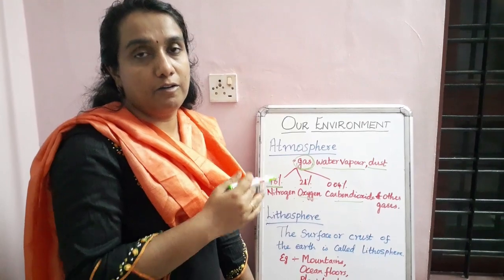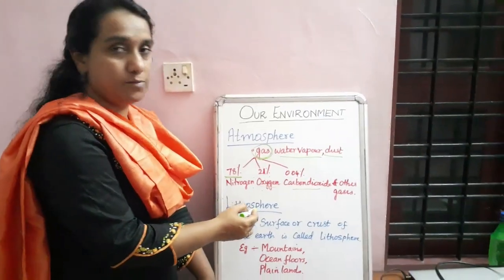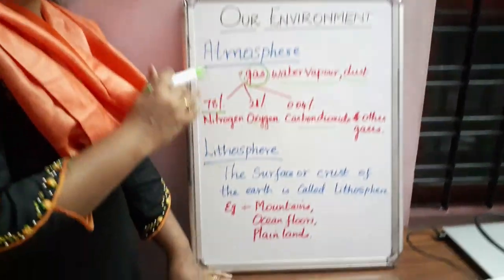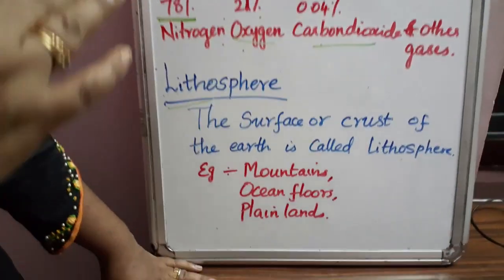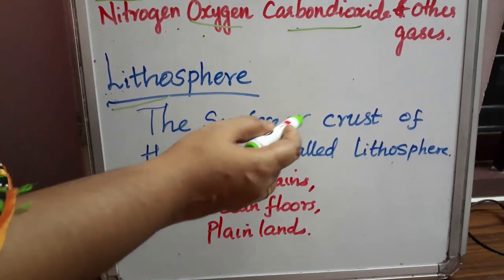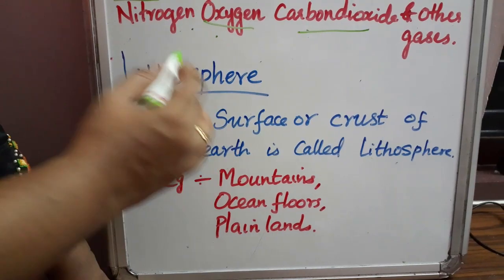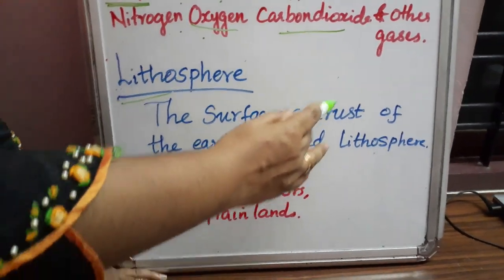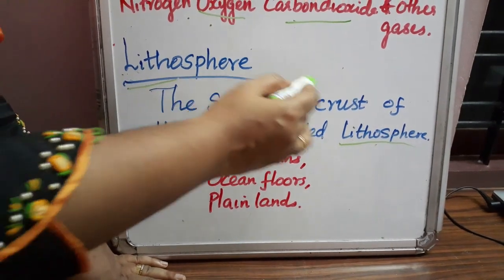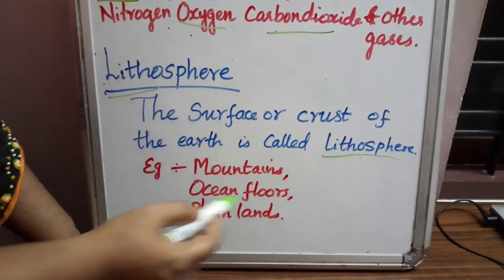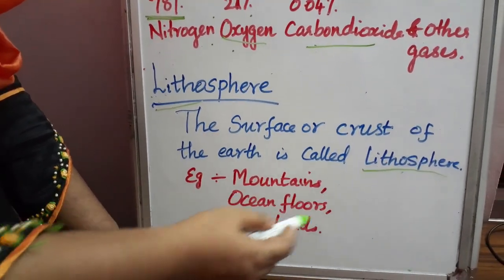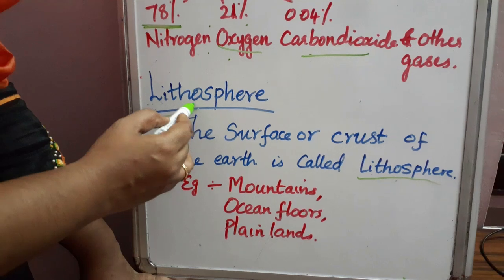Another important part of our environment is the lithosphere. Lithosphere means, I already told you, litho means land. So the surface, the land portion of the earth, is known as the lithosphere. The surface or crust of the earth is called lithosphere. So we can see mountains, ocean floors and plain lands. These all are included in the lithosphere.